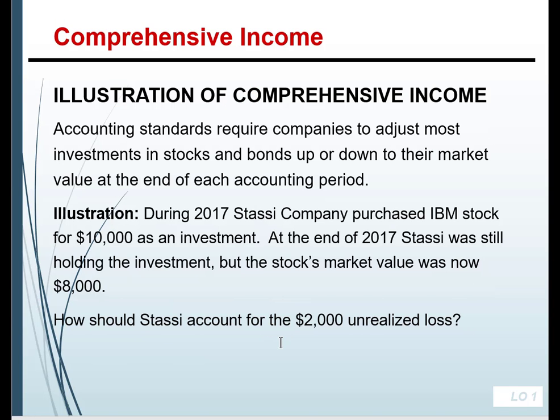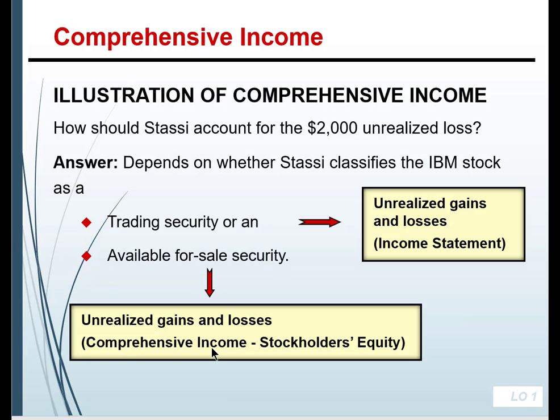So accounting standards require companies to adjust most investments in stocks and bonds up or down at the end of each accounting period. So we purchased IBM stock for $10,000. At the end of the year, it was still holding an investment, but now the market value was $8,000. So how do they account for the $2,000 unrealized loss? Well, how do we do this?